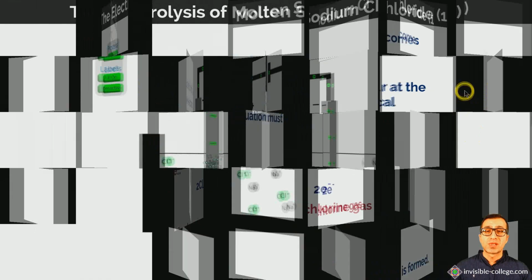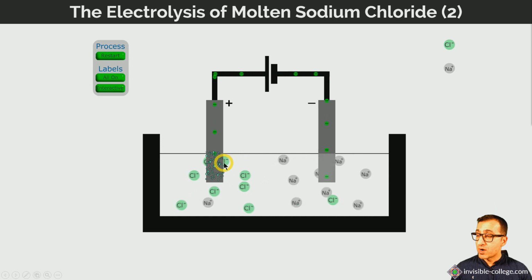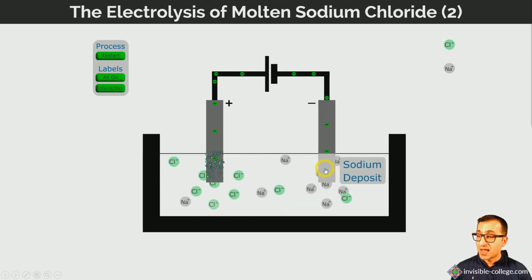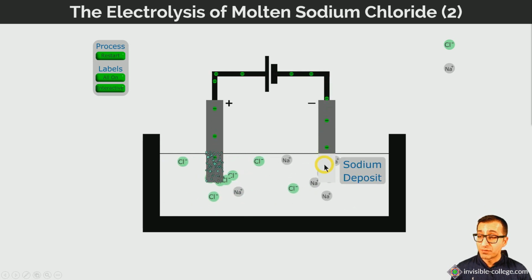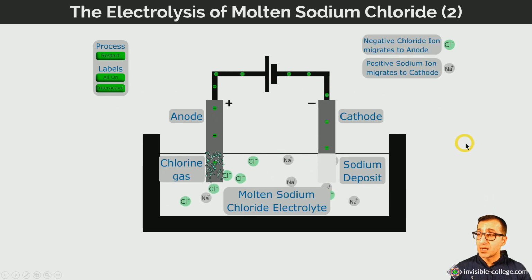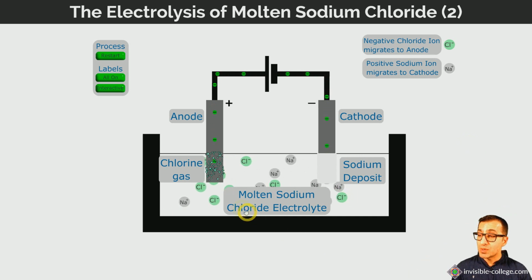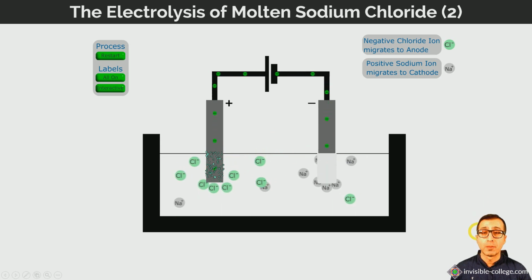So let's visualize this with an animation. So here we can see at the positive electrode, chloride ions are giving up electrons in pairs to form Cl2 gas. At the negative electrode, sodium ions are accepting electrons to form solid sodium metal. So this is what's happening in the electrolysis of molten sodium chloride. So we can see here we started with sodium chloride, the compound, and we've ended with the elements chlorine gas and sodium metal.